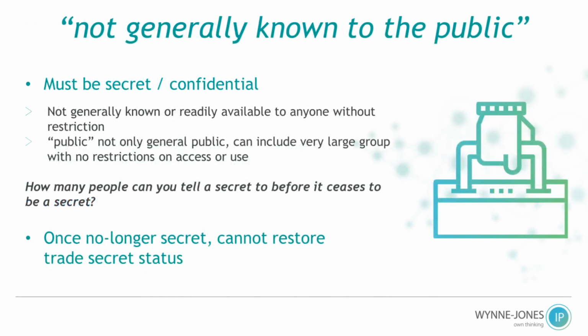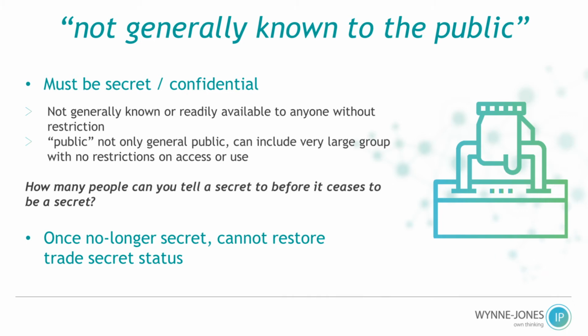So let's move on to this definition in more detail. The first aspect is that it's not generally known to the public. That's one of many ways of saying secret or confidential. What this means is that the information can't be generally known or readily available to anyone without restriction. Merely the fact that no one has looked does not mean that it's not available. It must not be impossible to get access to it, or the access comes with some form of restriction. We'll talk about those restrictions later.